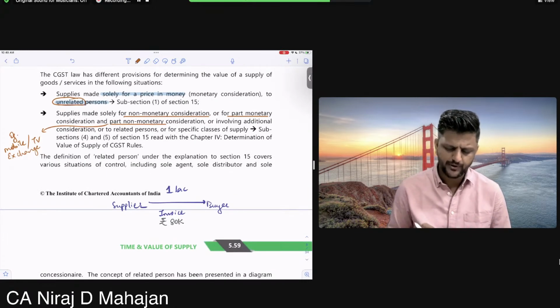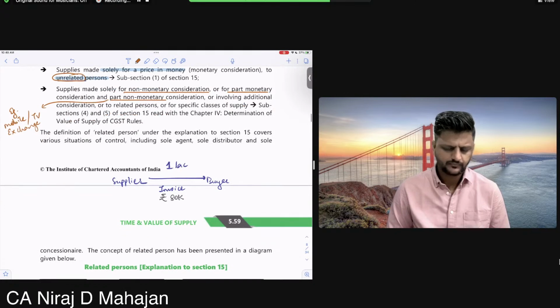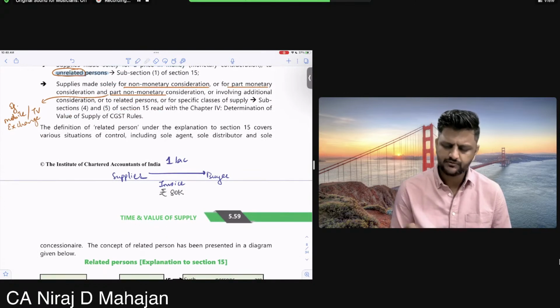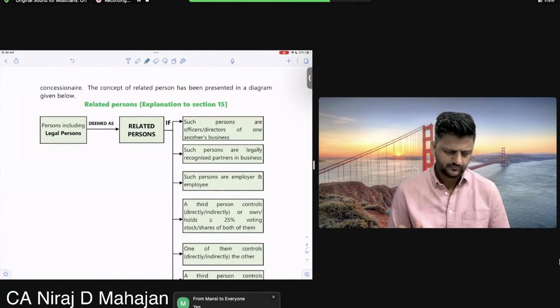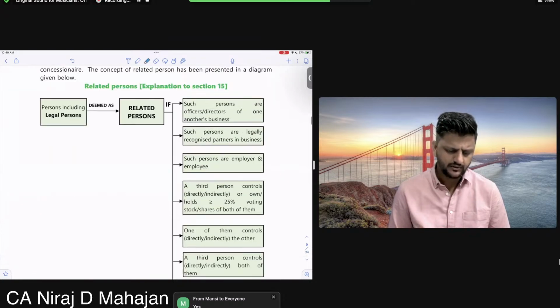For them, bacho, we have separate rules. Okay. Fine. Subsections 4 and 5 we will see that. Will that work? This also which we had seen.